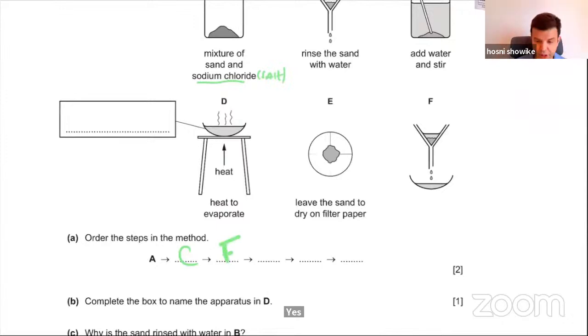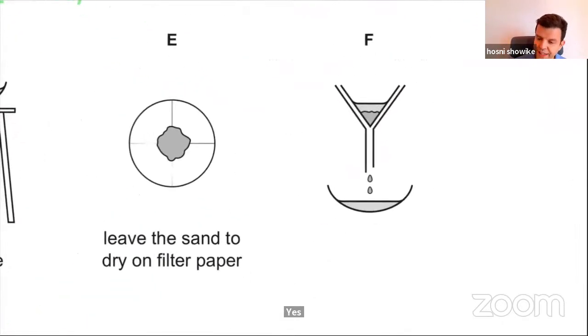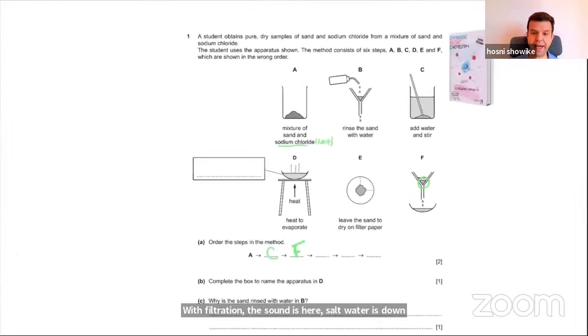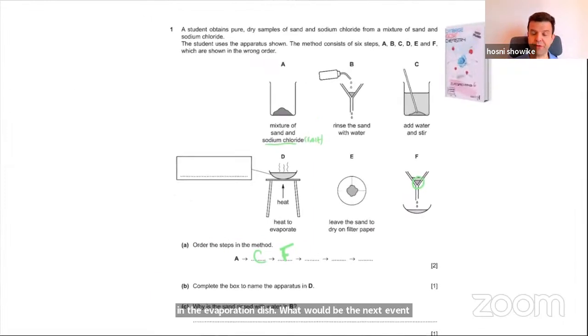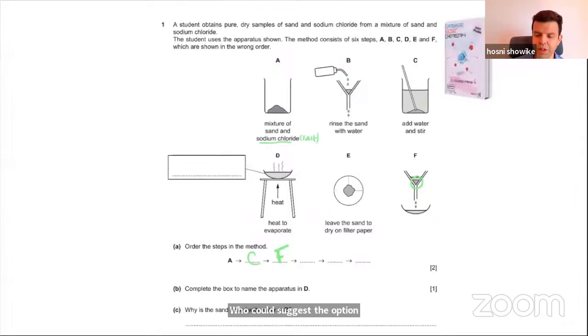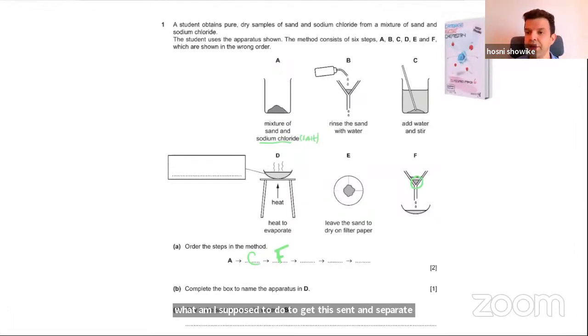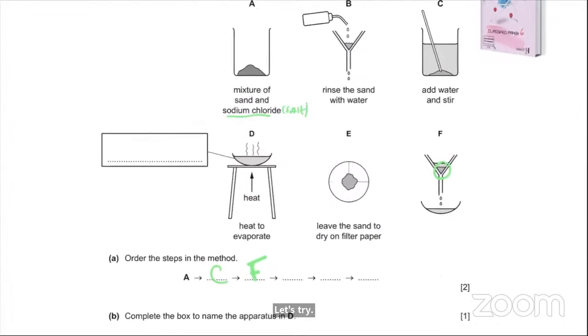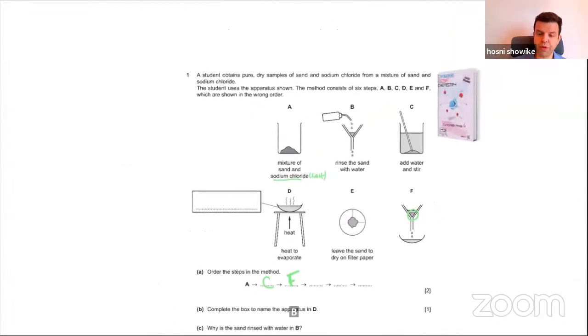I'm going to do filtration. With filtration, the sand is here. Salt water is down in the evaporation dish. What would be the next event after F? Who could suggest the option? Anyone could tell me now, what am I supposed to do to get the sand and separate it? Let's try Mr. Yahya. B. Very good. I could do option B.